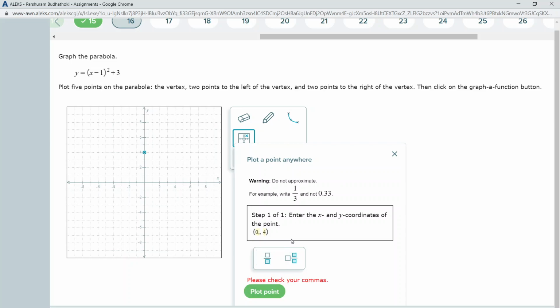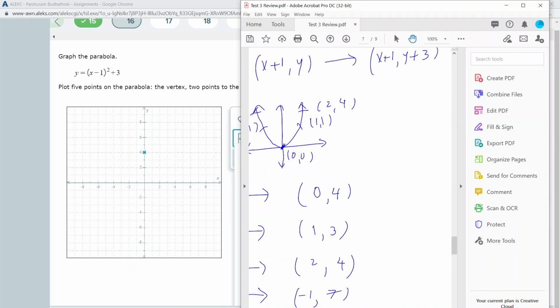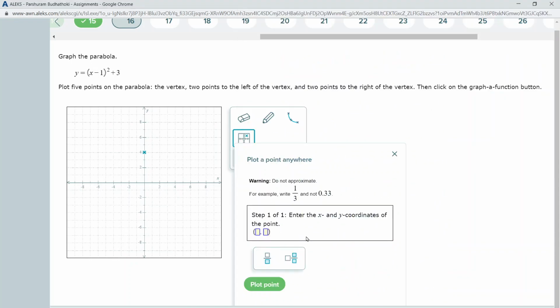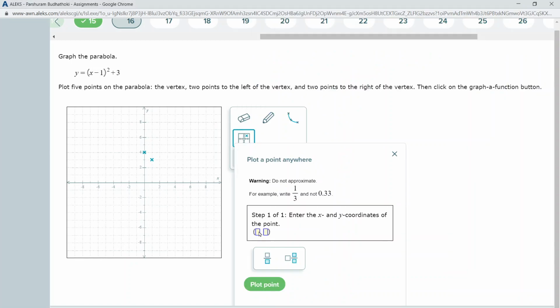Plot point again. Okay, there is a double comma, so let's just remove the one comma. Plot point. Another point is 0, 4, 1, 3, 1, 3. Plot point. Another point is 2, 4, 2 and 4. Plot point.